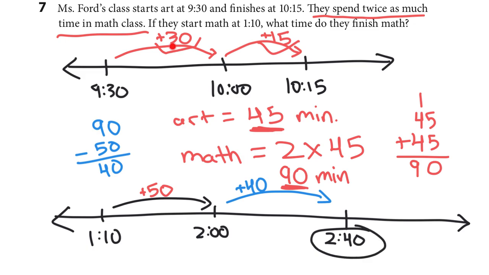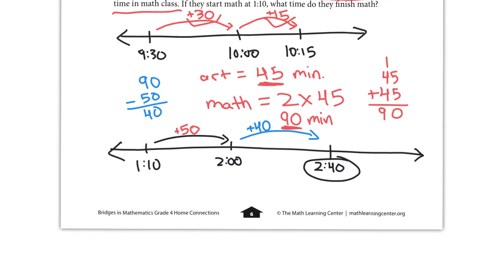So many steps, starting here with just figuring out what art class was, figuring out how long math class was because it's twice as long as art class, then figuring out what time math starts and trying to get 90 minutes past 1:10. That's a lot of steps. Possible to make mistakes along the way? You bet. But if you are trying, then I think that matters a lot. So thank you for digging in there and trying that problem with me.